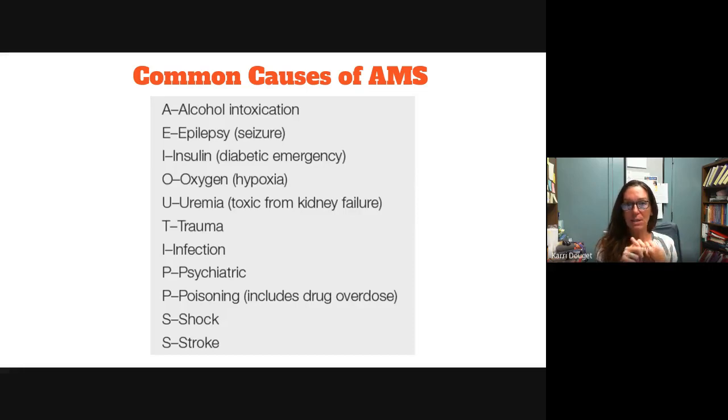Not every patient needs a CBG. Not every patient needs a pulse ox on them. Use what's appropriate for your patient. But these are just some things that can cause an altered mental status, right? Okay, so just kind of look over them, get used to this list. Again, it's another mnemonic, kind of helps you remember things.